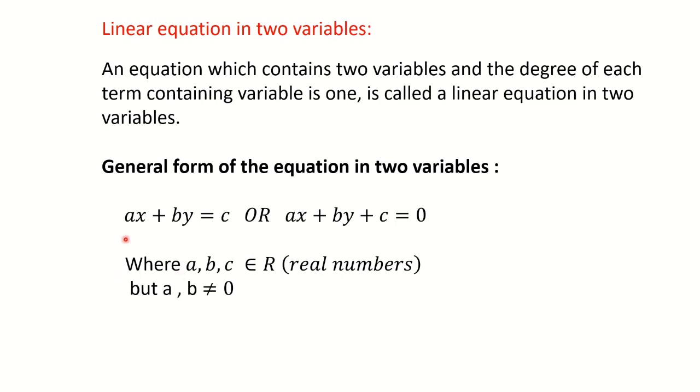Here if a is equal to 0 or b is equal to 0, then the equation will not be in two variables. It will get converted to one variable, because you know that 0 into anything is 0. So if a is 0, then the variable x will disappear. Similarly for y. So the important condition is, a and b cannot be 0. c can be 0.